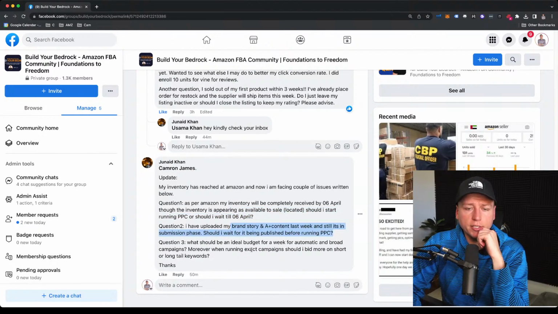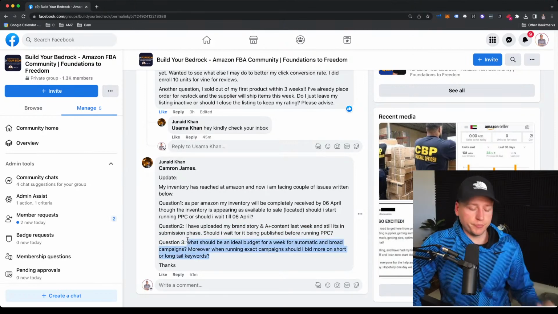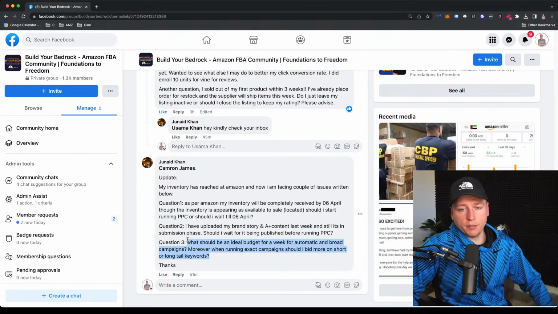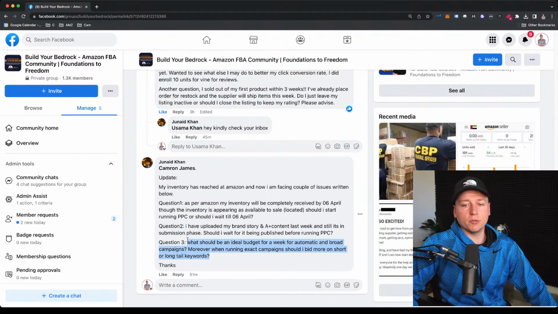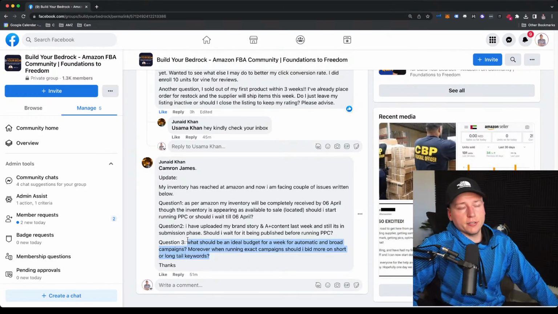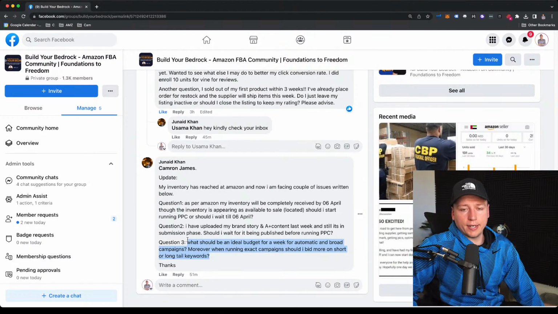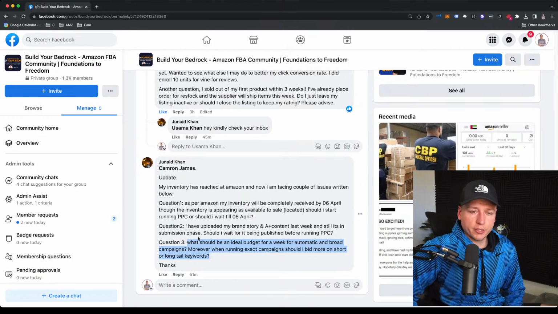Question three: what should be an ideal budget per week for automatic and broad campaigns? Moreover, when running exact campaigns, should I bid more on short or long tail keywords? So it depends on the market. Longer tail keywords are probably going to be more conversion friendly, so maybe bid a little bit more on those. Short tail keywords that are higher in keyword volume, I would do a little less there, just because you can run out your budgets quickly.